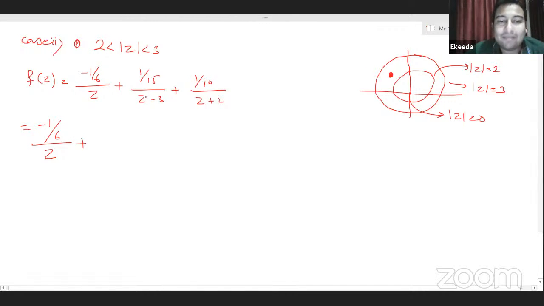Now, please tell me, is the point inside z minus 3 or outside z minus 3? Let me check how much you understood. Please tell me, is this particular point inside z equal to 3 or outside z equal to 3? Yes, I'm waiting. Please let me know.